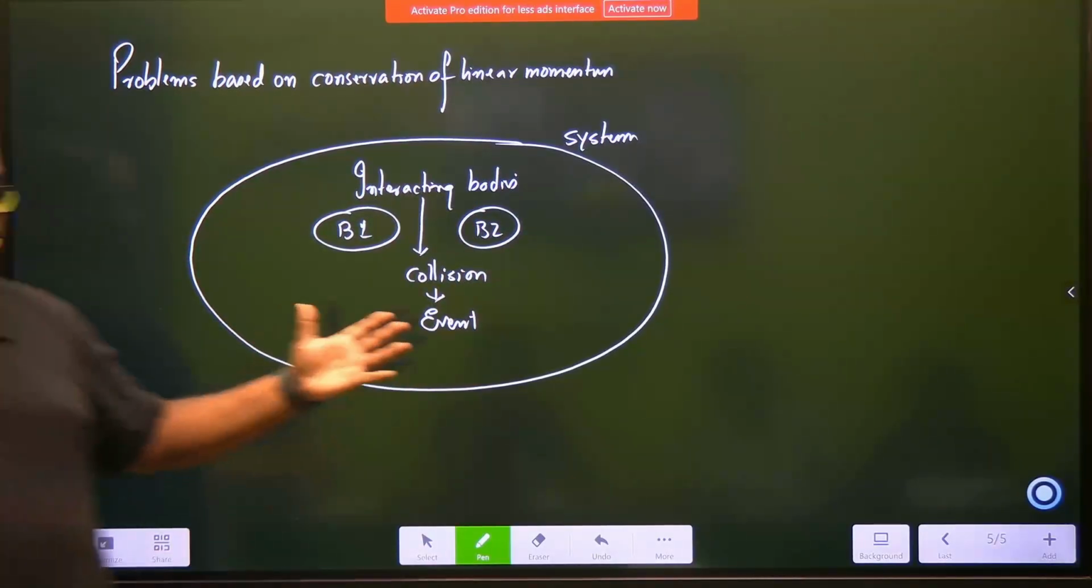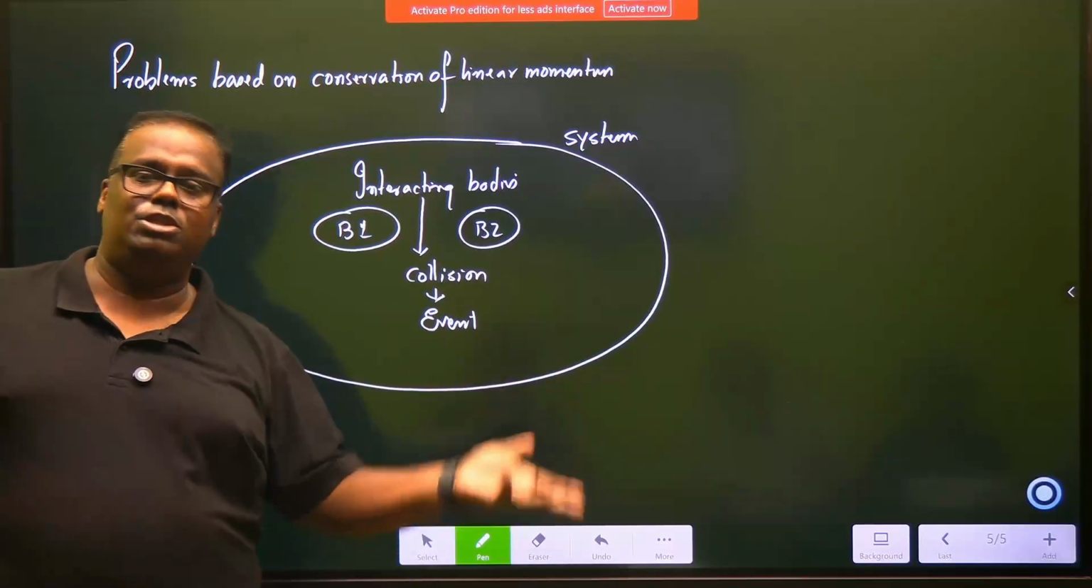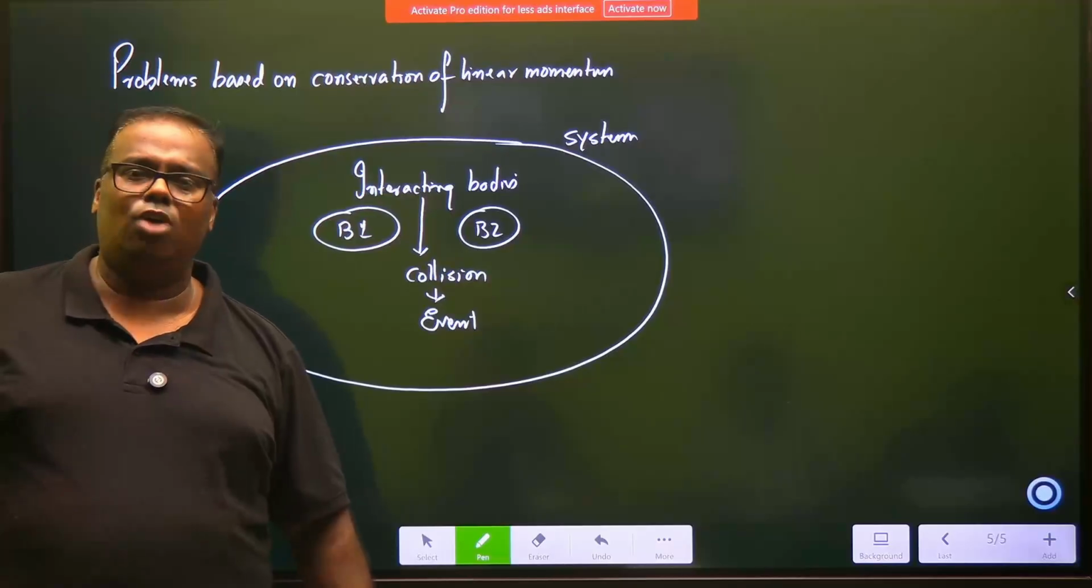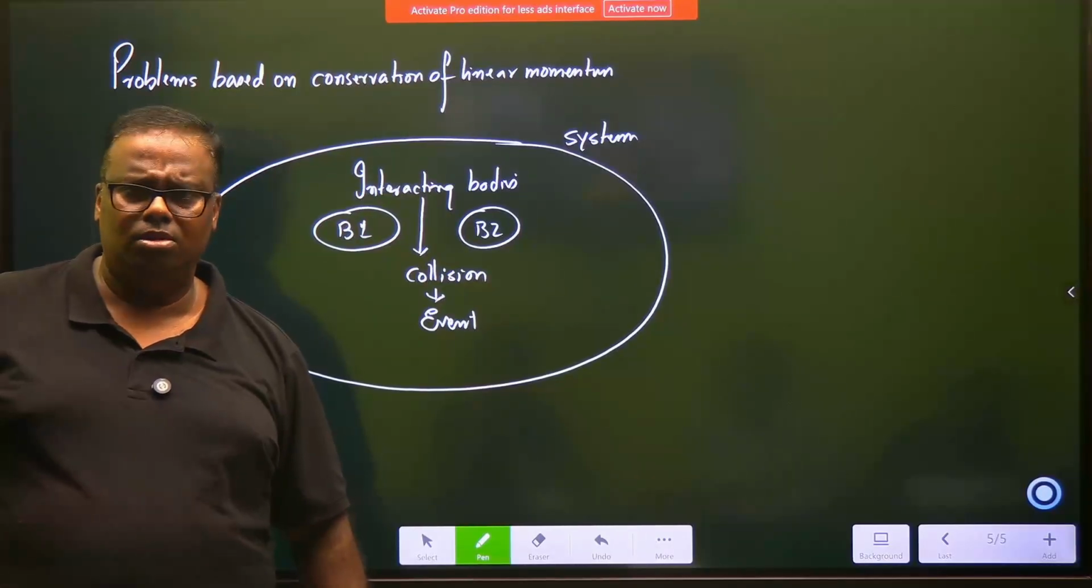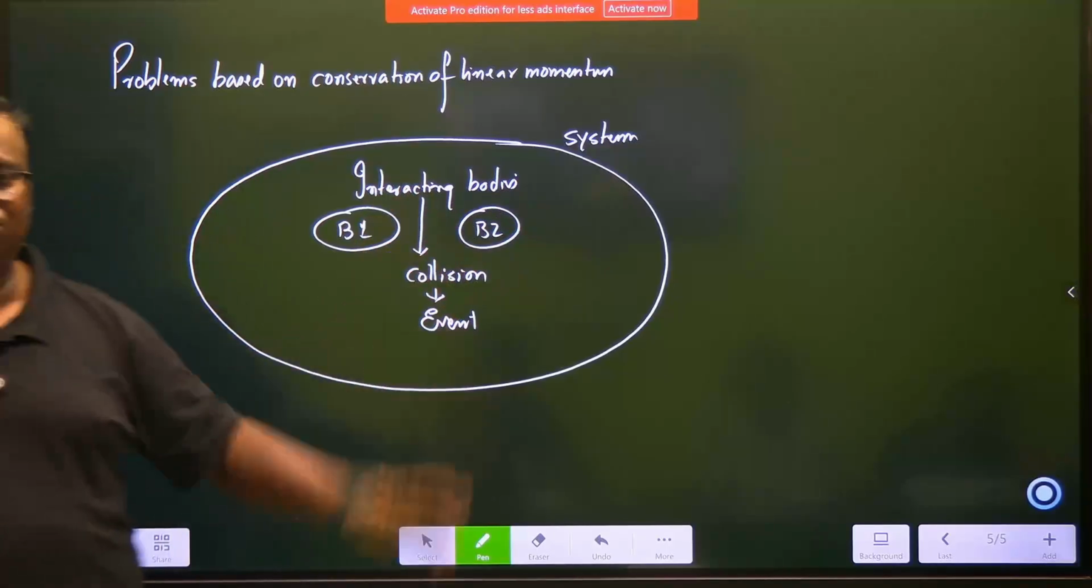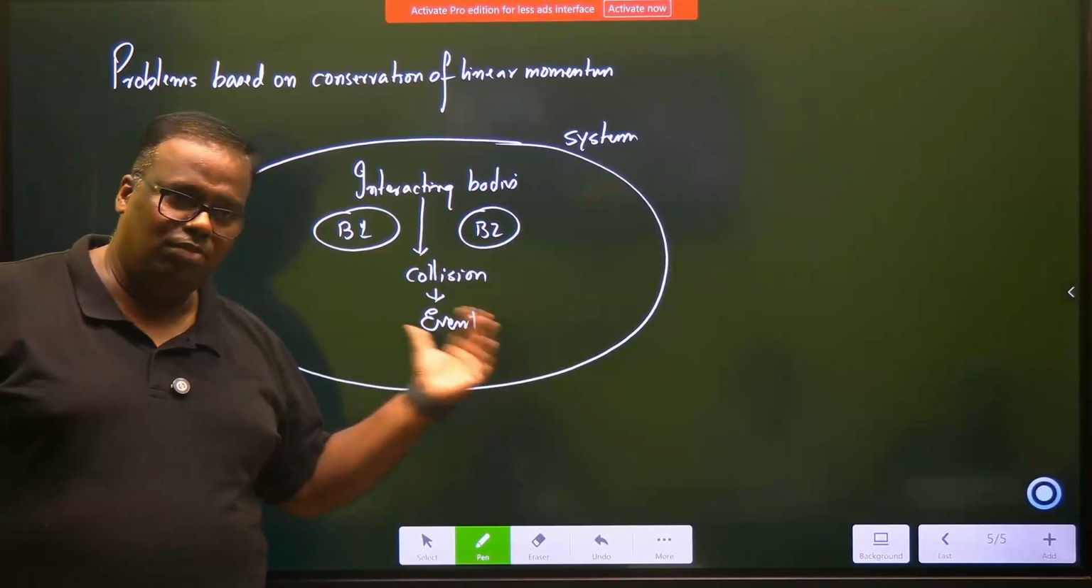In the whole house, Mishka gave 5 rupees back to her mother. Mother became rich, Mishka became poor. But has the house become rich? No. So there might be a change in momentum out here, but overall momentum will be the same. So there will be an event.